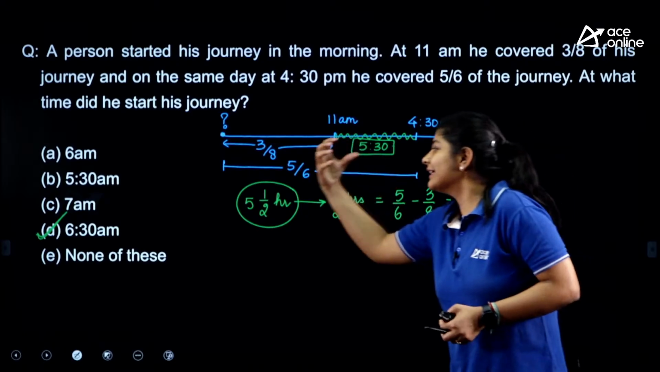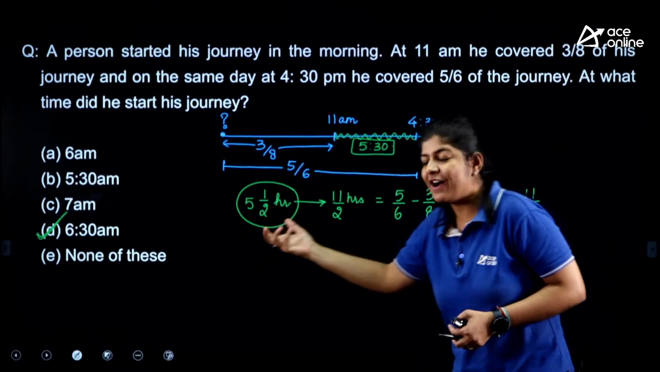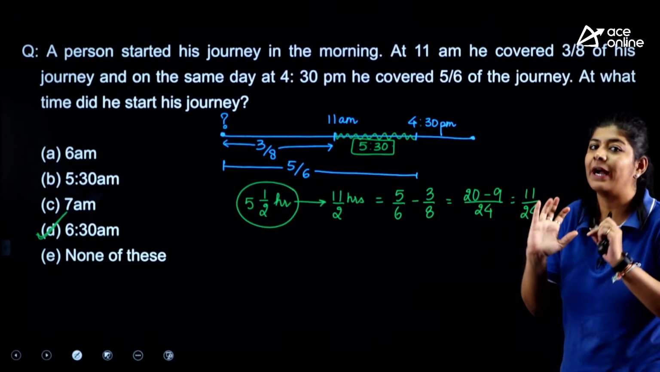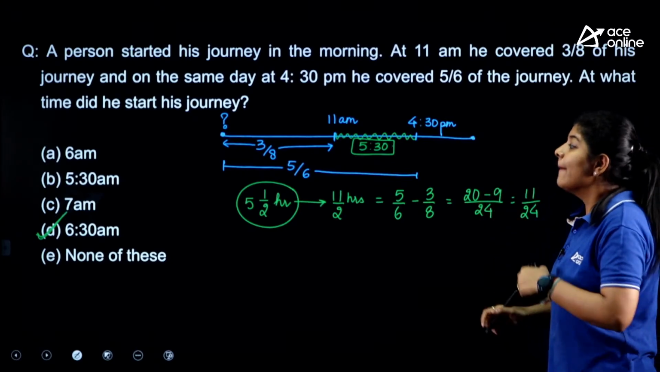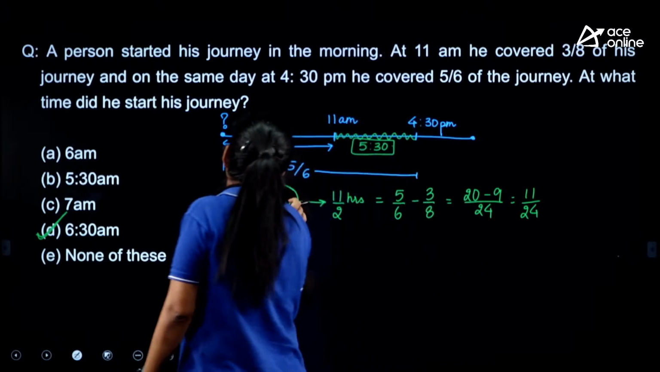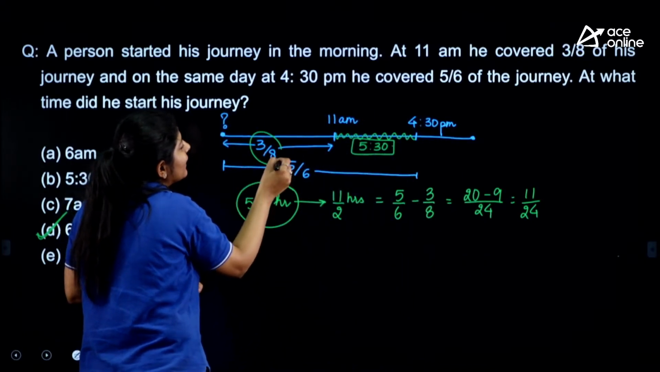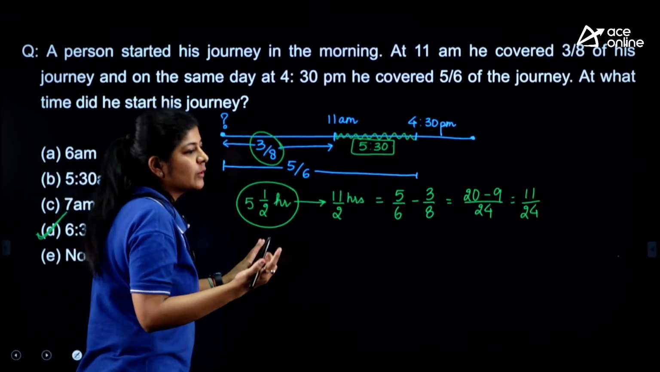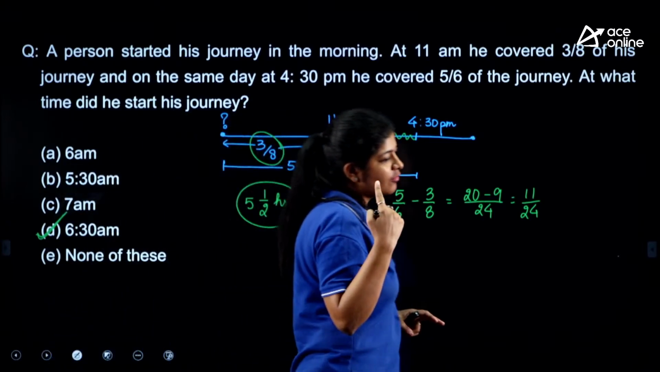So, in a time span of 5.5 hours, he was able to cover only 11 by 24th part of the total distance, right? But we need to find out in how much time he covered 3/8 of the distance with the same speed he is covering. So, what we have to do? We have to find out the value of 1.